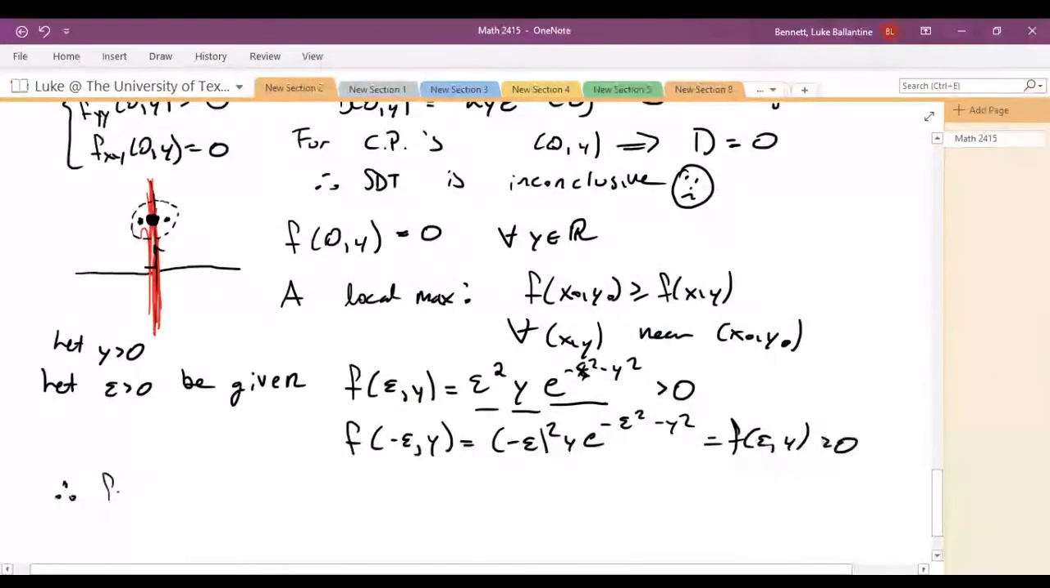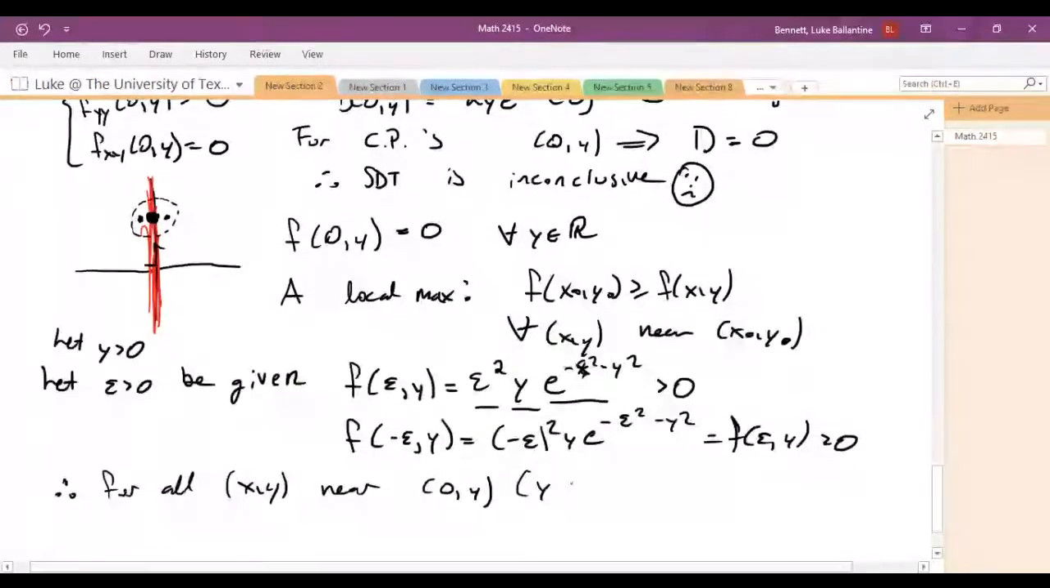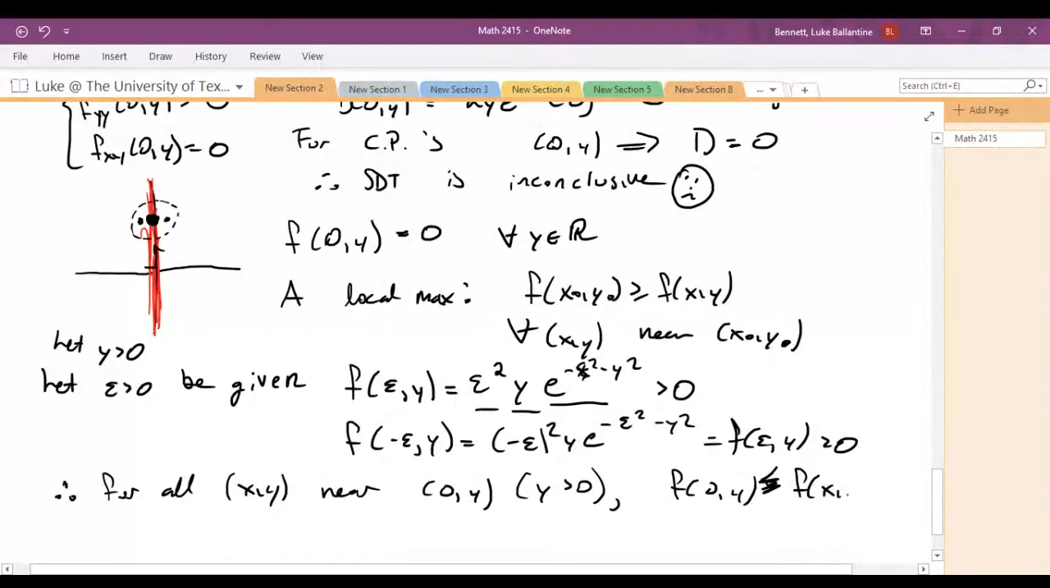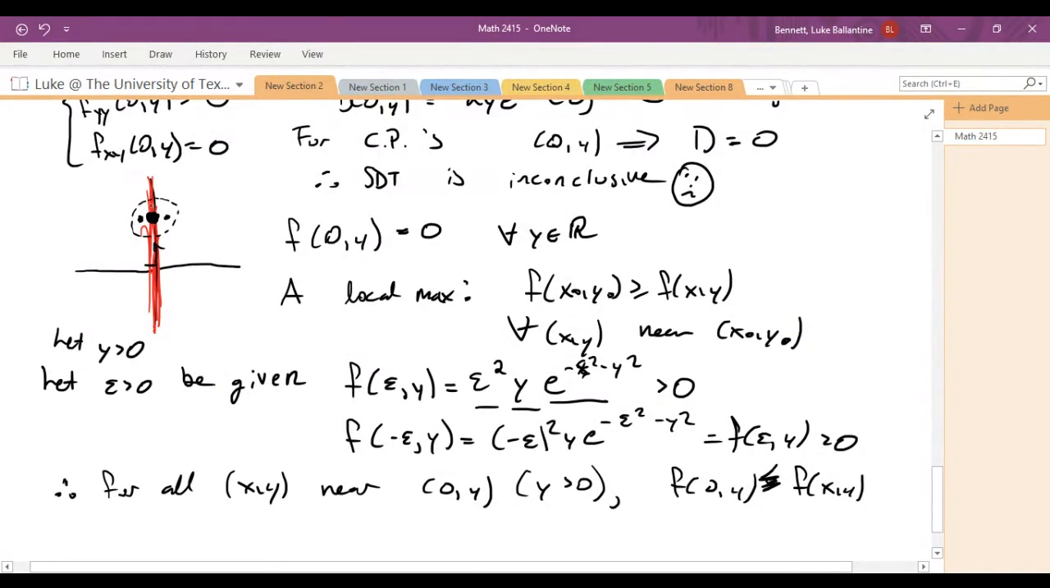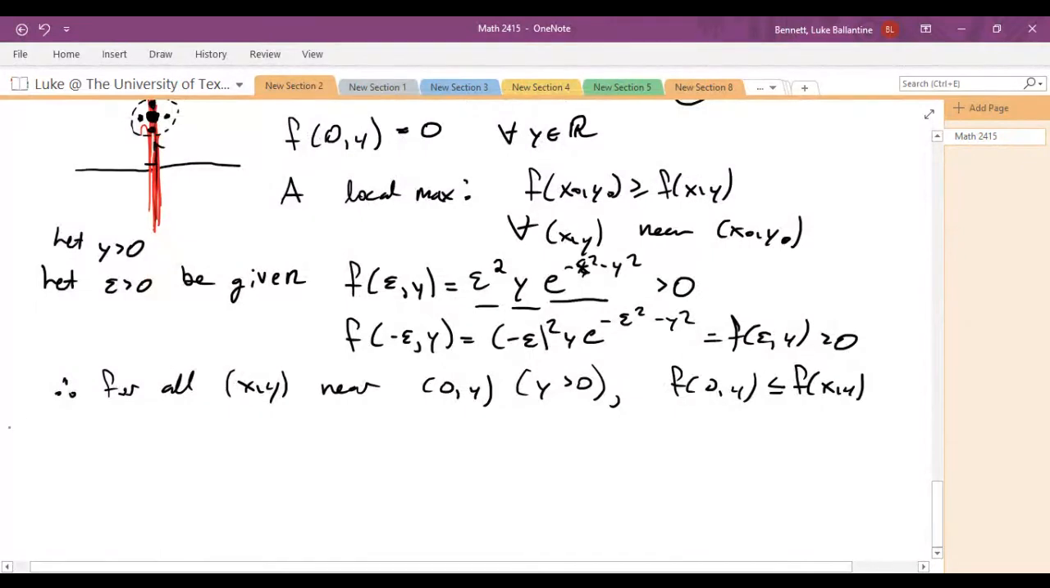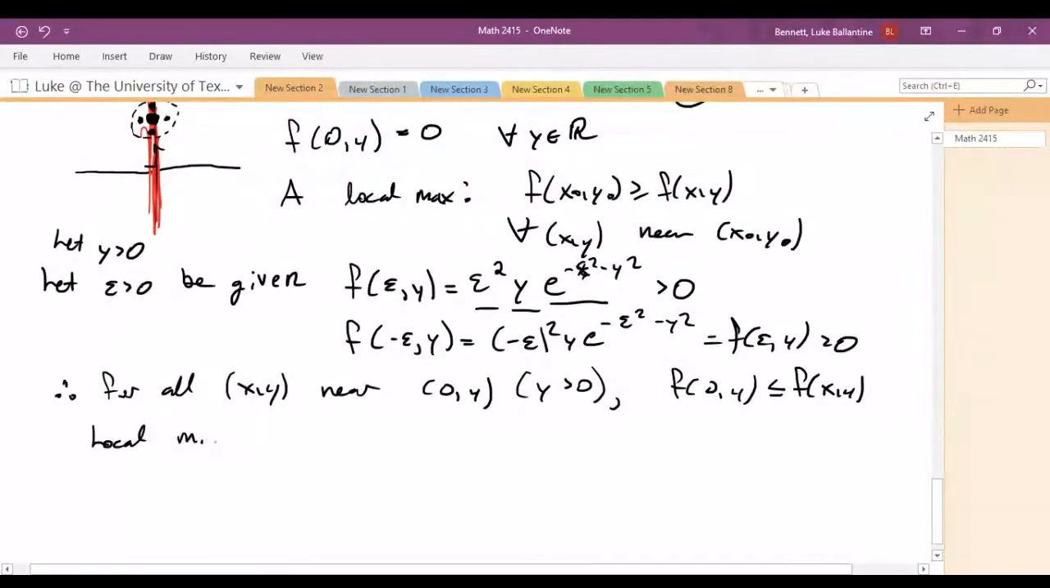Therefore, for all x, y near the point 0 comma y, where y is greater than 0, we have that f of 0, y is less than, because it equals 0 at this point, everything else is positive. Minus the times where we just step forward, then it would just be equal to. Well, I put a less than or equal to sign so that works. Therefore, this fits the definition for a local min along 0 comma y, where y is a positive real number.